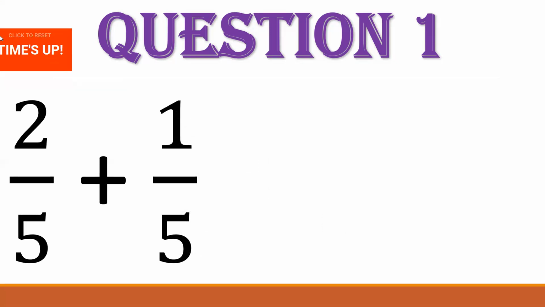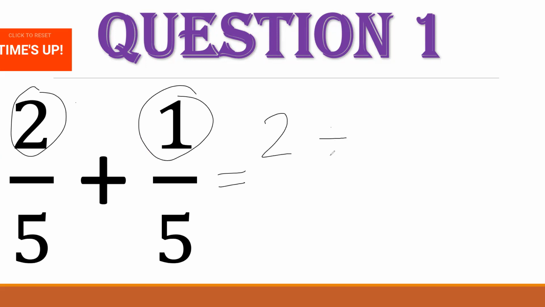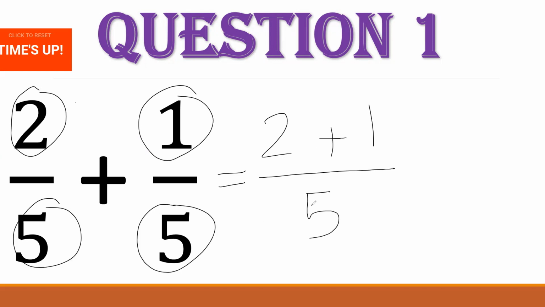So for this kind of question, what we are going to do, first of all, we just add only these two numbers, 2 plus 1/5. By mistake, don't add 5 and 5. All right, so just keeping this 5 and adding numbers 2 and 1, you are getting 3/5. This is our question 1. Easy one. We have done.